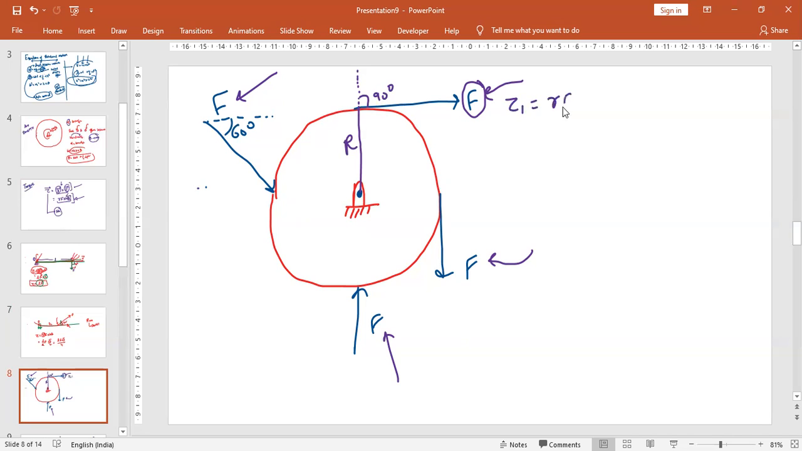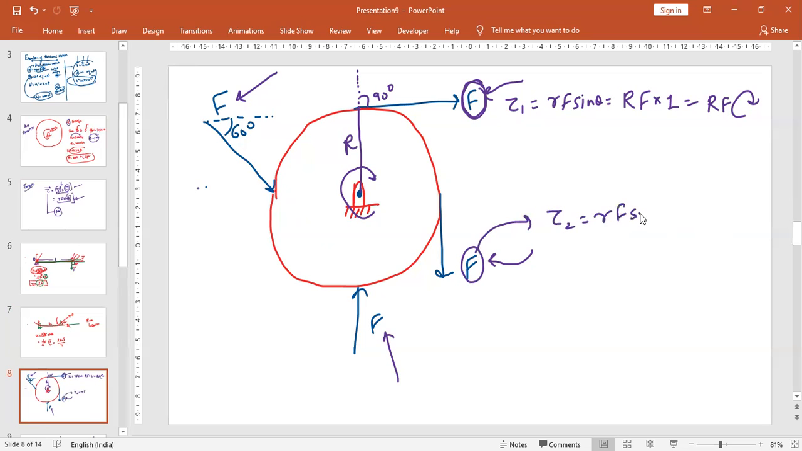So torque will be R F sine theta. So R will be your radius, F will be your force, sine 90 is 1. So the torque will be R into F. And if you will see, this force will try to rotate the disc in clockwise direction. So this torque will be clockwise. Similarly, for this force F, let us calculate the torque. So torque will be R F sine theta. So same, the force is applied at a distance R from center. So it will be R. What is the force? The force is F. Extended, the angle is 90, sine 90 is 1. And this will also be your clockwise torque.